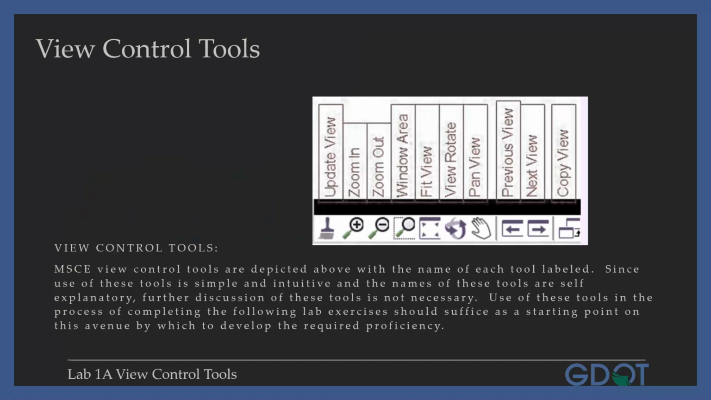MicroStation view control tools are depicted above with the name of each tool labeled. Since use of these tools is simple and intuitive, and the names of these tools are self-explanatory, further discussion of these tools is not necessary. Use of these tools in the process of completing the following lab exercises should suffice as a starting point on this avenue by which to develop the required proficiency.